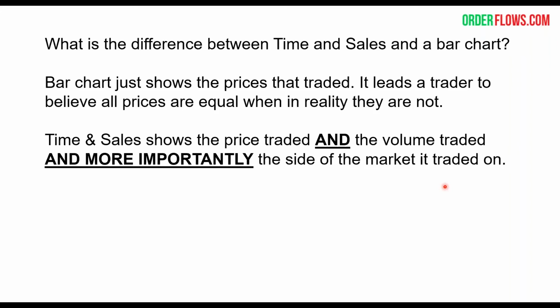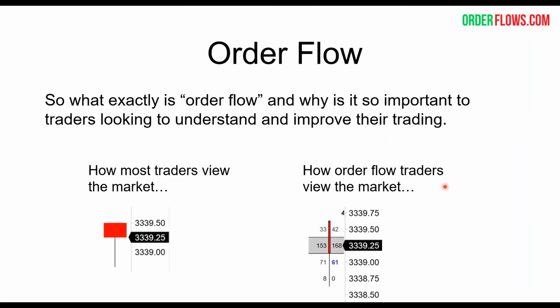So what that means is if there's a big offer, say there's 5,000 on the offer at 41, and someone just comes in and buys all 5,000, right? If you're looking at a normal bar chart, you'll just see, oh, 41's traded. But if you're looking at time and sales, you'll see, wow, 5,000 traded. You had someone aggressively go in and buy 5,000 contracts.